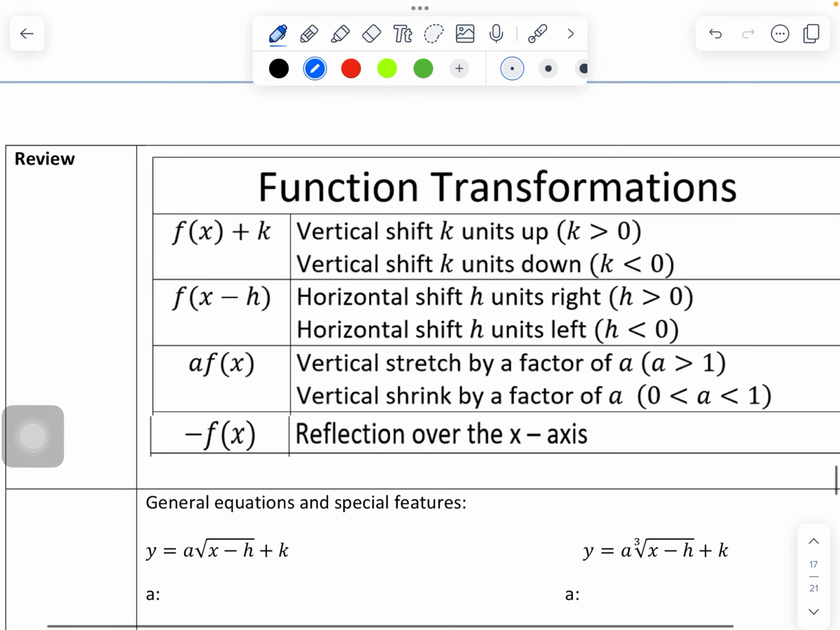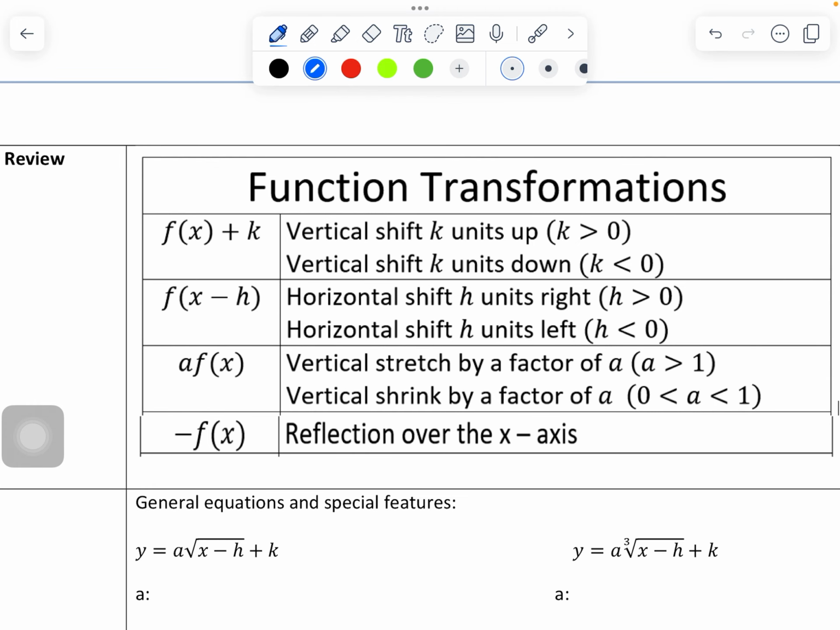Here's some function transformations if you want to look at this. We're going to be talking about h and k again. K is our vertical shift, either up or down, depending on if we're adding or subtracting. H is the horizontal shift, and that's going to move it left and right, depending on if we're adding or subtracting. Remember, because we have it in the parentheses here, it's going to be the opposite of what we think. So I like to just note that.